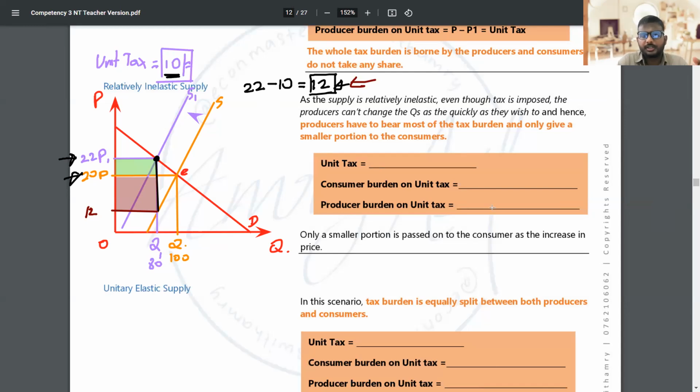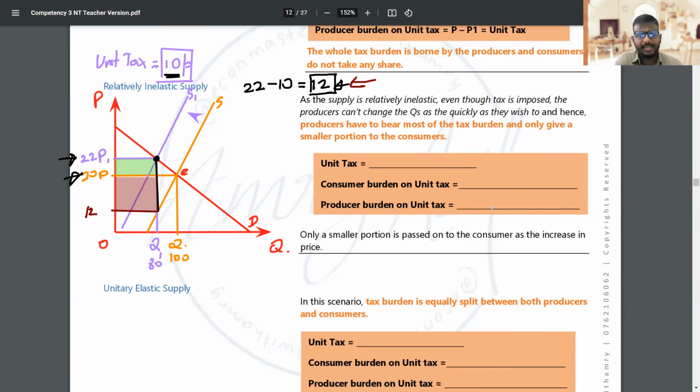So the producer bears most of the tax when the supply is inelastic. When the supply is inelastic, the producer has to bear most of the tax. You can actually understand who gets most of the share without drawing the graph, but they have asked you to draw the graph, no? So you have to draw a graph like this.